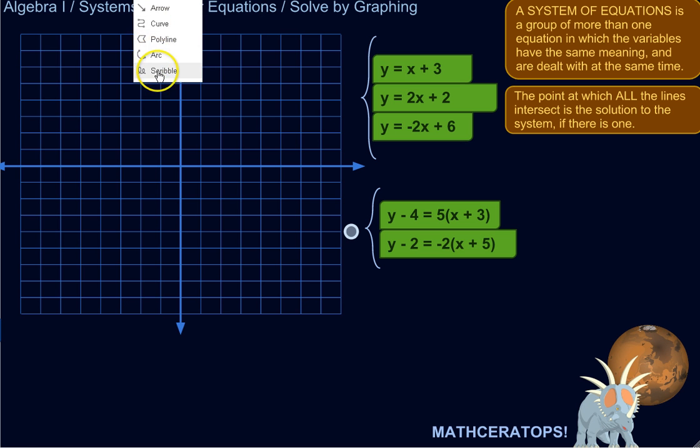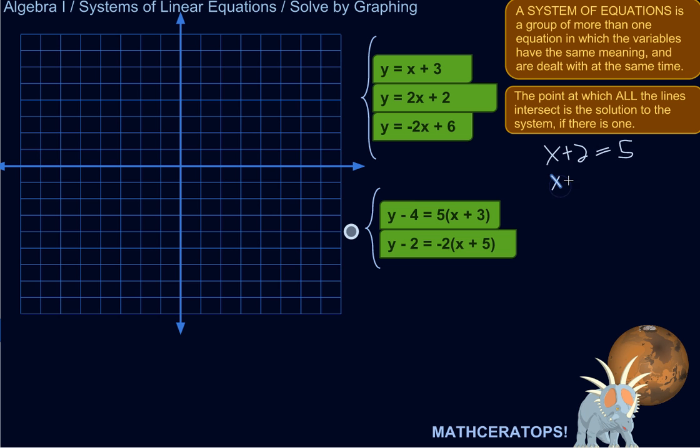Whereas, let's say we have two equations that aren't a system, like x plus 2 equals 5, x plus 3 equals 10 million. Obviously, x does not mean the same thing in both these equations. So this is not a system of equations. This bracket is telling me that this is a system of equations. So I want to find their solution.